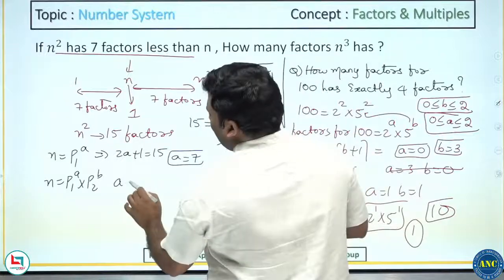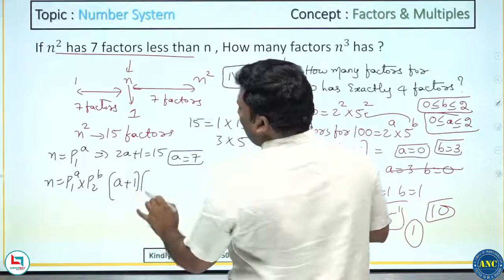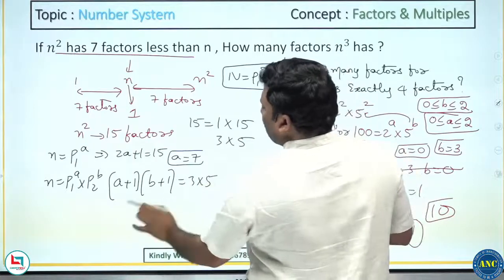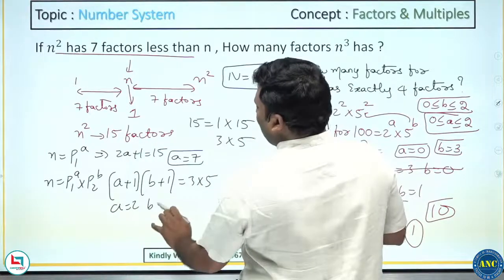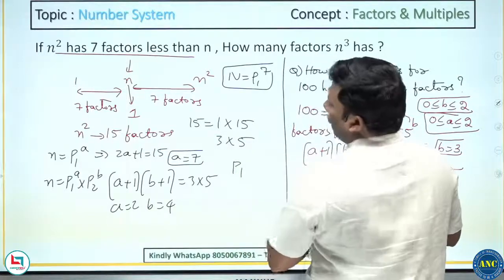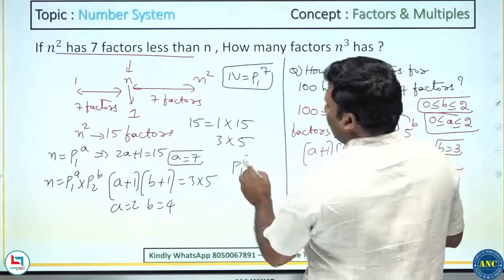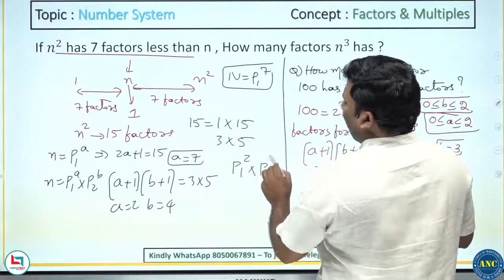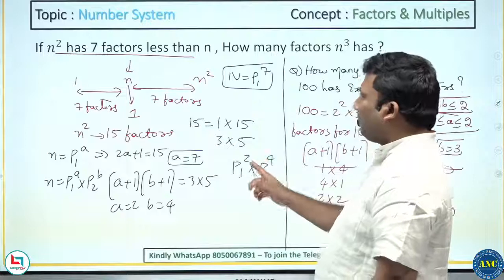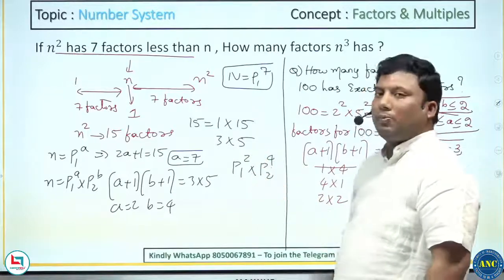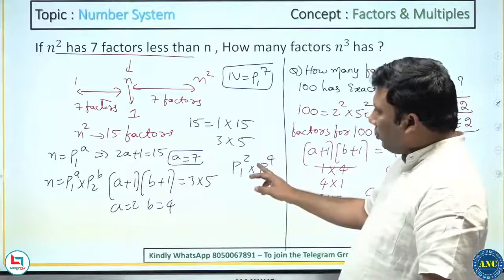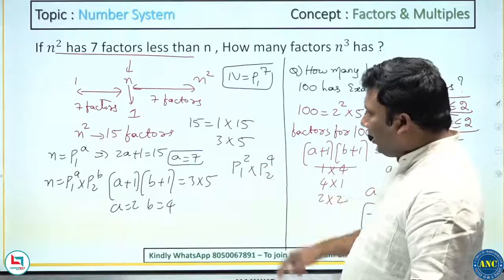This will be a plus 1 into 0 to a, 0 to b. 15 will be 3 into 5. A will be 2, b will be 4. So p1 power 2 into p2 power 5. Square n will be p1 power 2 into p2 power 5. I hope the idea is clear.